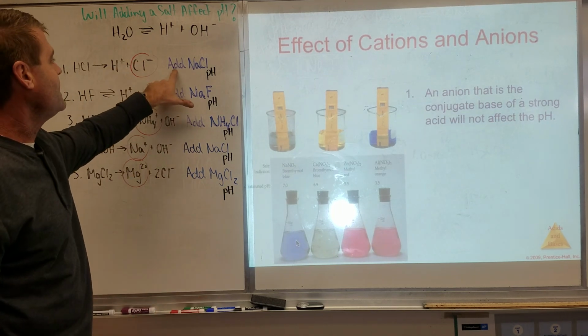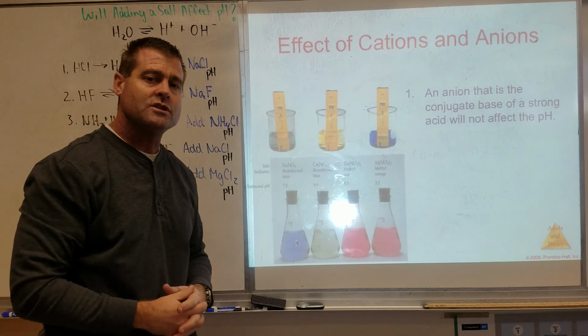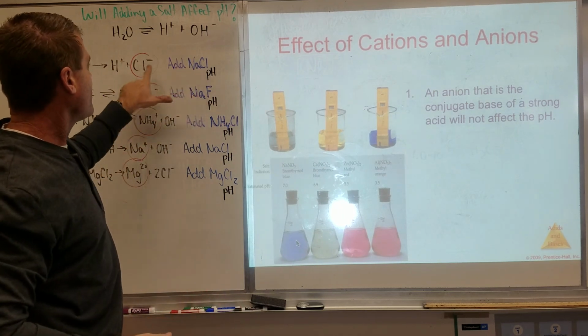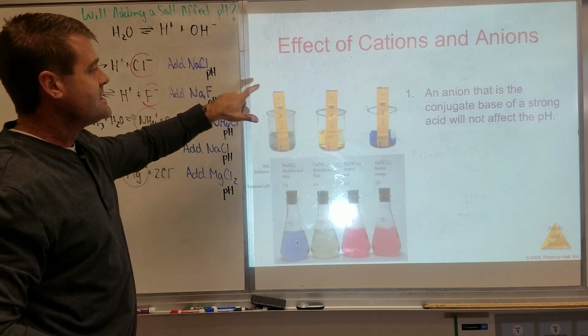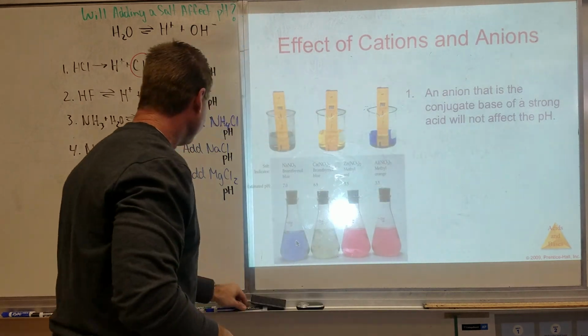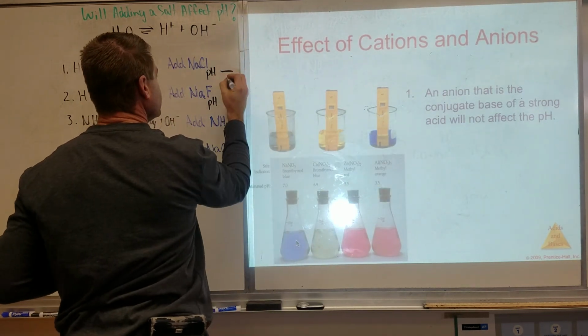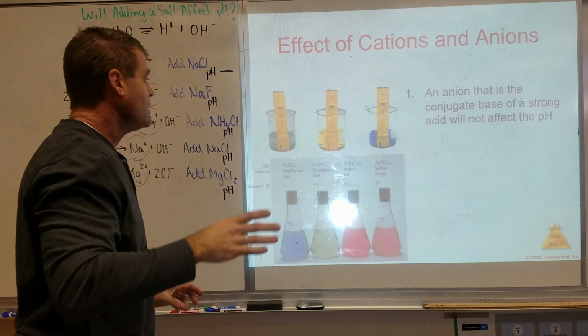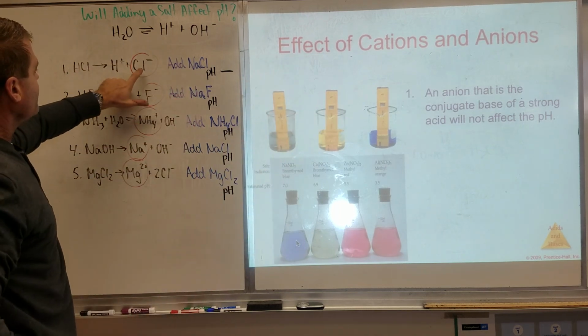For example, if I added salt to a solution, wouldn't I be providing chloride ions like right here? Well, what does this tell you? It will not affect the pH. And you guys see why? Because here's how you have to look at it. You look at this negative ion.